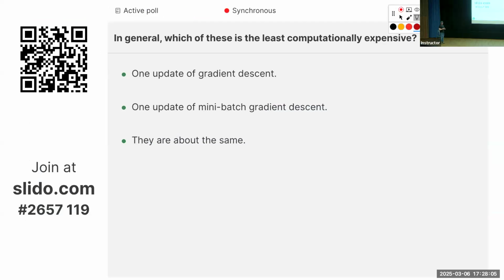All right, 3 slidos to think through this. Let's start with this one. In general, which one of these 3 things is the least computationally expensive? Which of these would require the least computing power? What do we think? And as usual, feel free to talk with your neighbor.